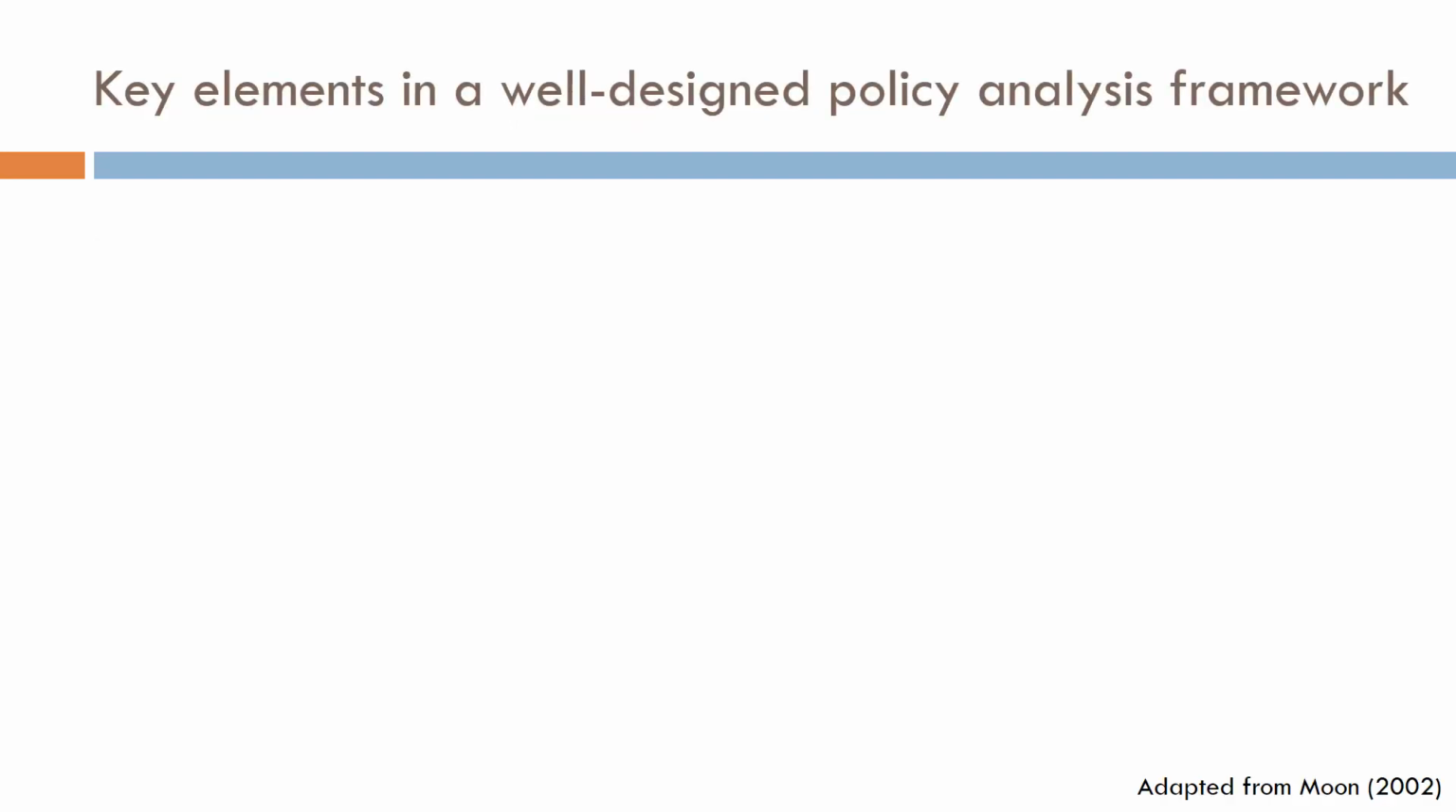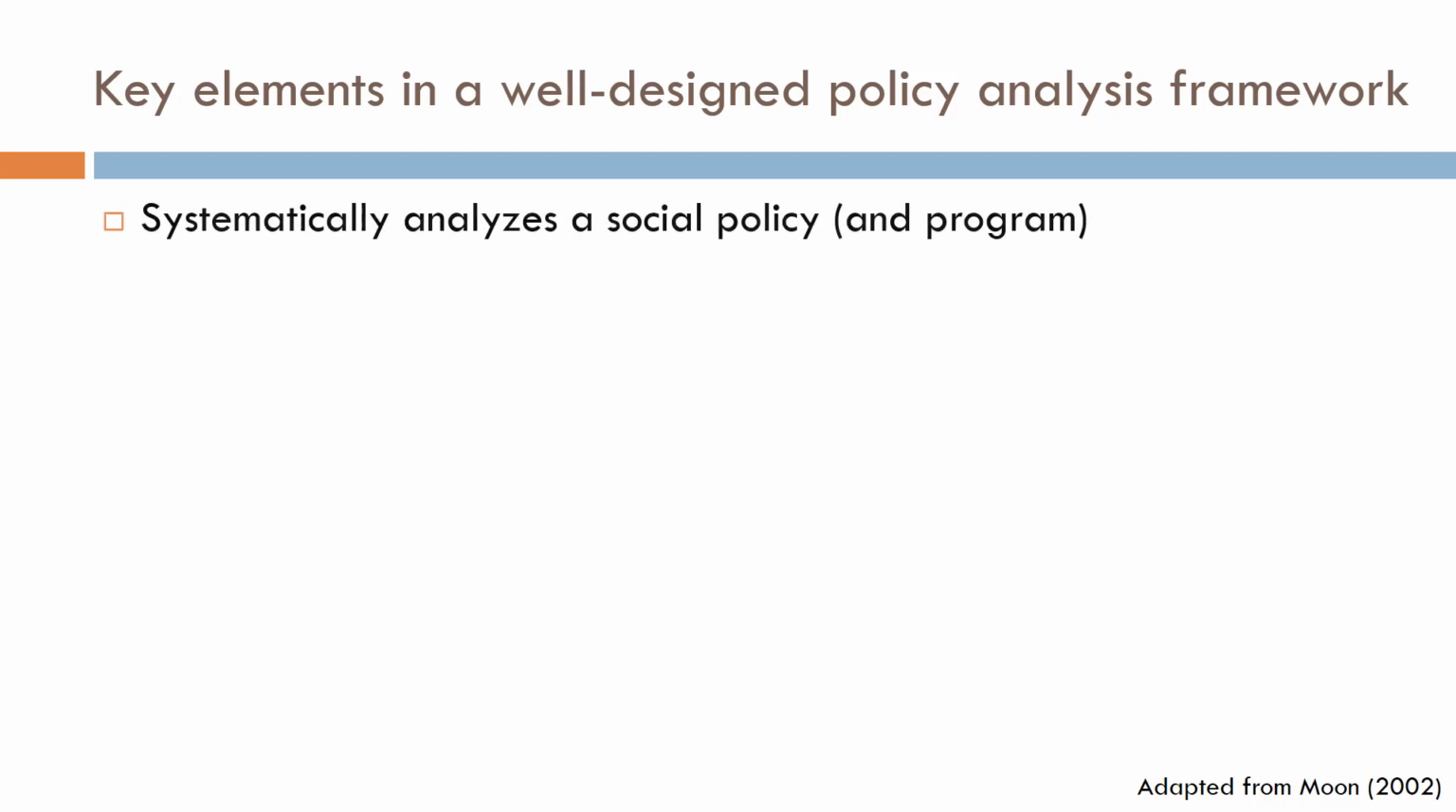But there are also certain key elements in any well-designed policy analysis framework that we also incorporated into your paper guideline. And these are adapted from a handout that I received back when I was in my graduate program from one of my professors. So here we go. The policy analysis has to systematically analyze that social policy and/or any program that comes from it. The systematically part means that it's in a certain order, just like with research, there are certain procedures that are followed in certain orders, etc.